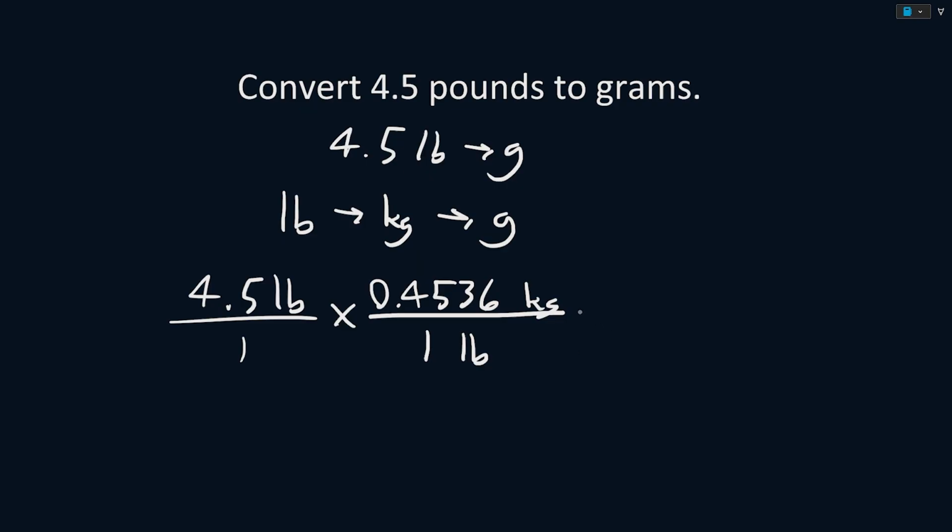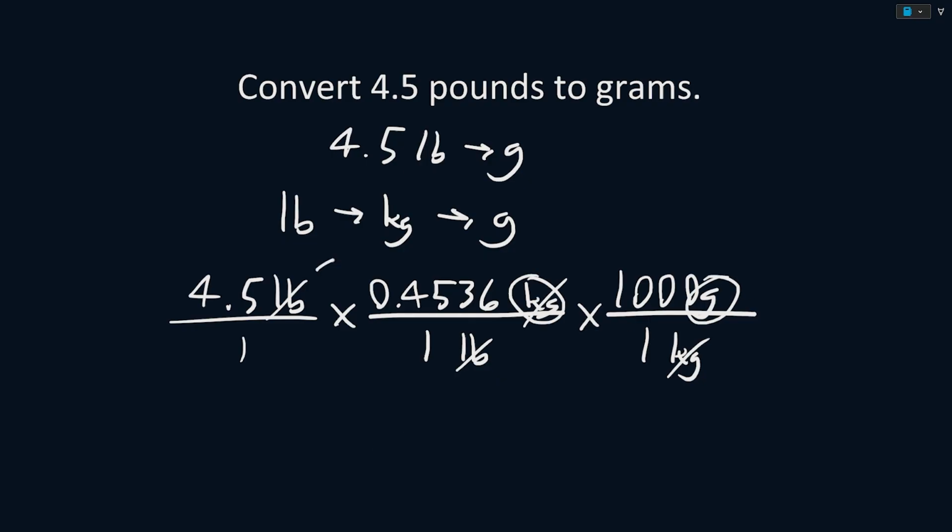Then to go from kilograms to grams, we need to multiply by our unit conversion factor of 1,000 grams for every 1 kilogram. Canceling our units diagonally, we get that the pounds cancel to leave us with kilograms, and then the kilograms cancel to leave us with grams. Solving this, we multiply all the top values together, which gives us that 4.5 pounds is equivalent to 2,041 grams.